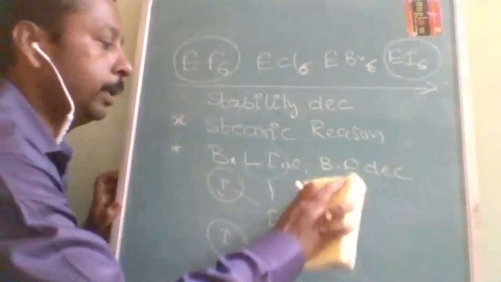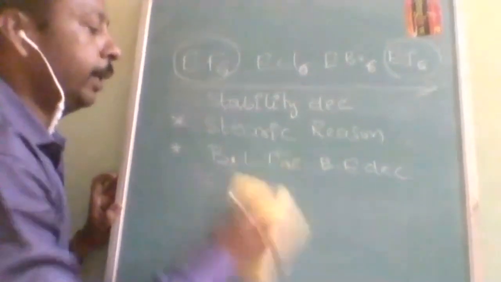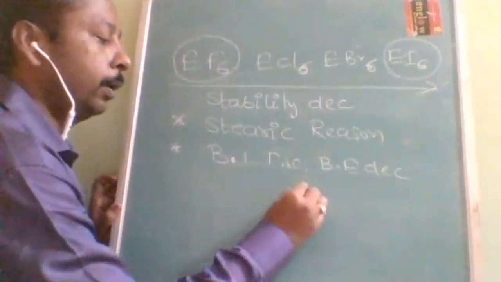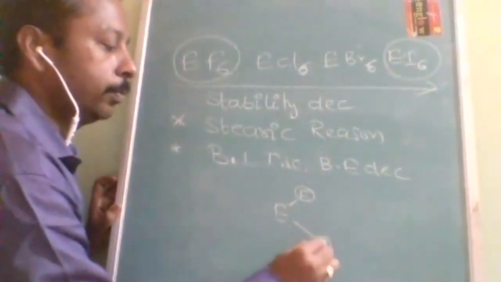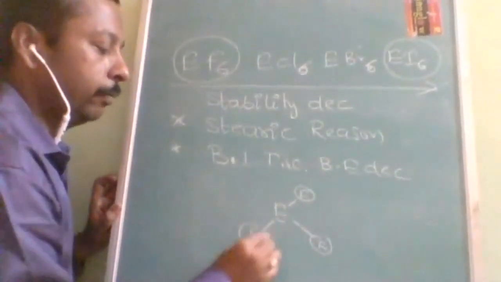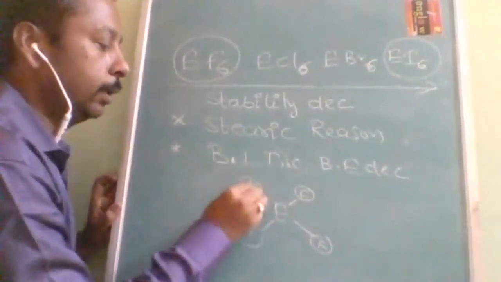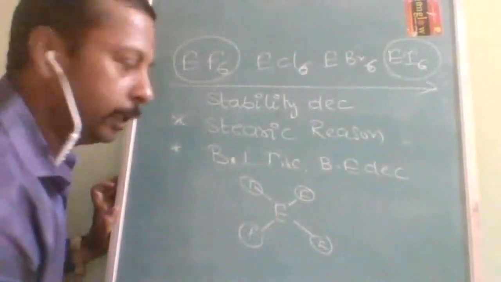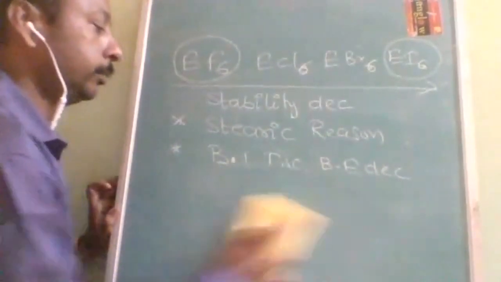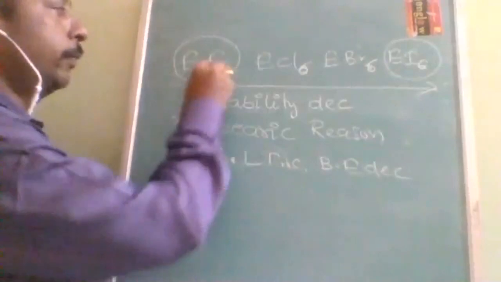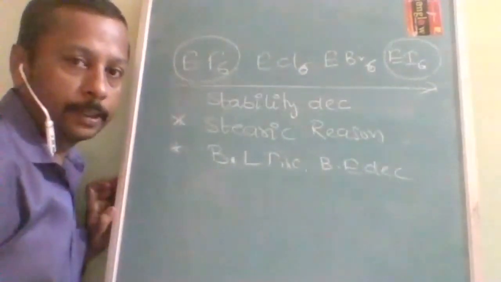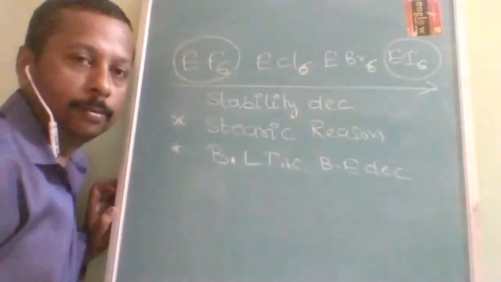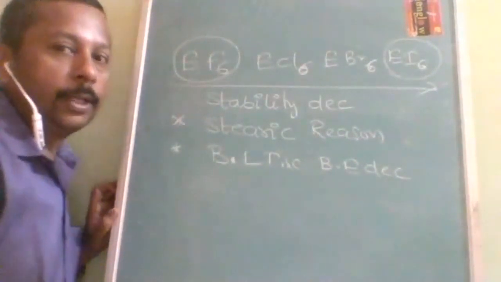But if I replace it with fluorine, what happens? Fluorine is small enough, so they are widely separated. So repulsion will be less. Due to less steric repulsion and small bond length, it is very difficult to break the bonds of EF6. Understood? So that is the reason.